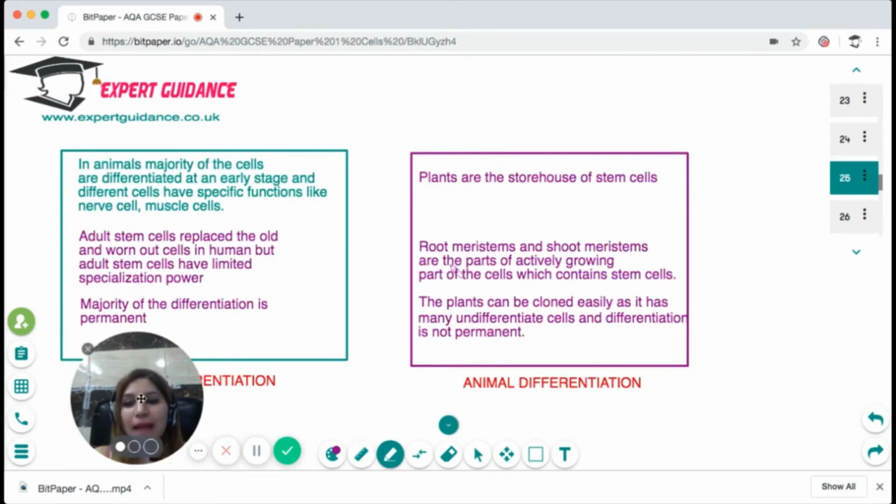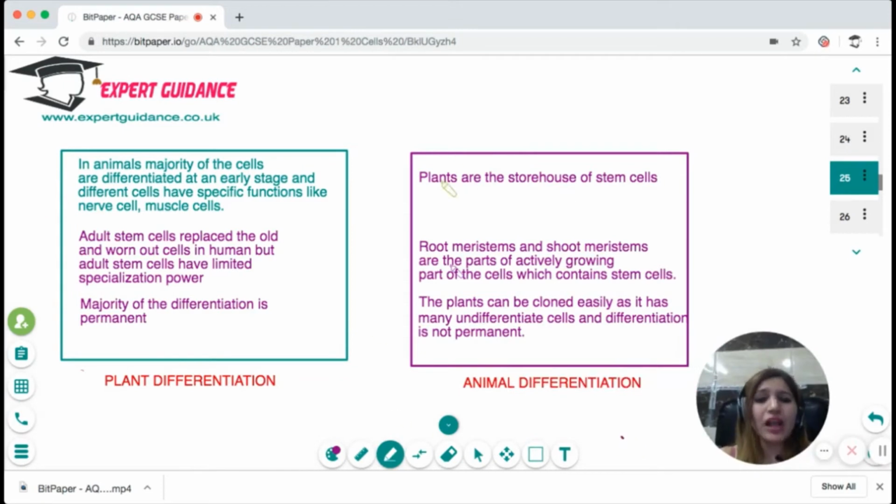In plants, the majority of the cells are stores of stem cells. The root meristem and shoot meristem are the actively growing parts which contain stem cells. We can take that and make a new plant. A plant can be grown easily because the majority of the parts are not differentiated, and in the ones which are differentiated, the differentiation is not permanent, so it can be reversed.